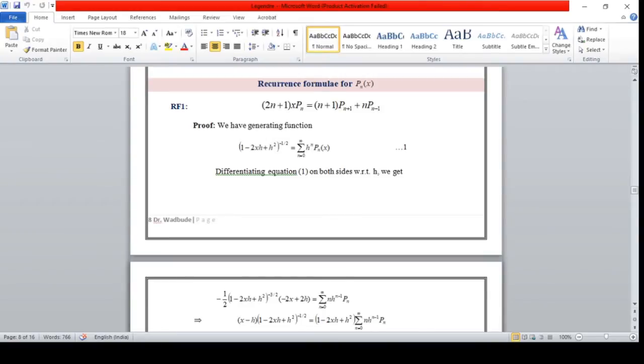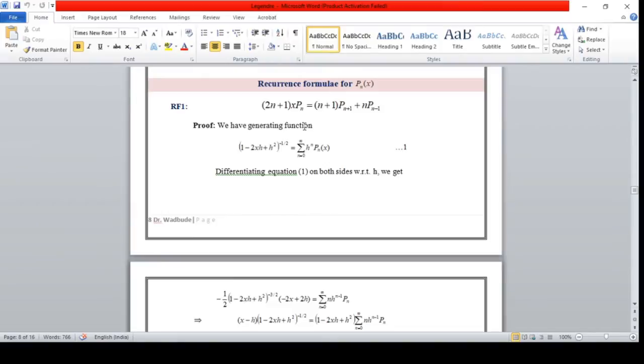Come back. We will introduce the recurrence formula for Pn(x), the Legendre polynomial. The first recurrence formula is (2n+1) x Pn = (n+1) P(n+1) + n P(n-1). Here Pn means Pn(x).